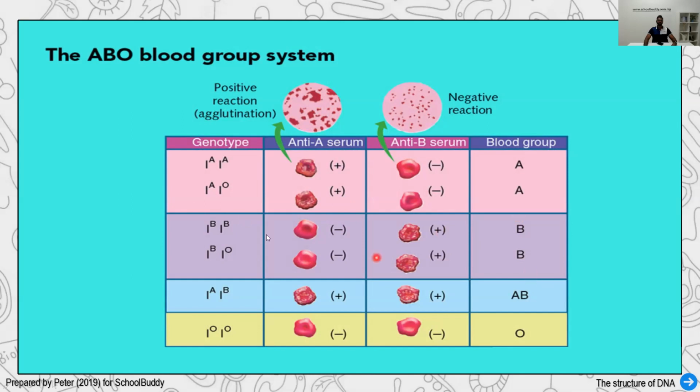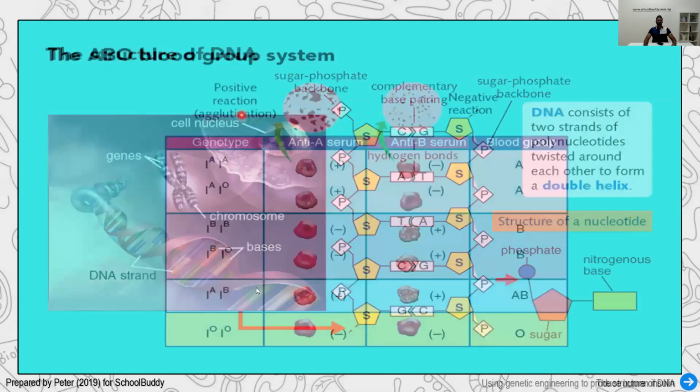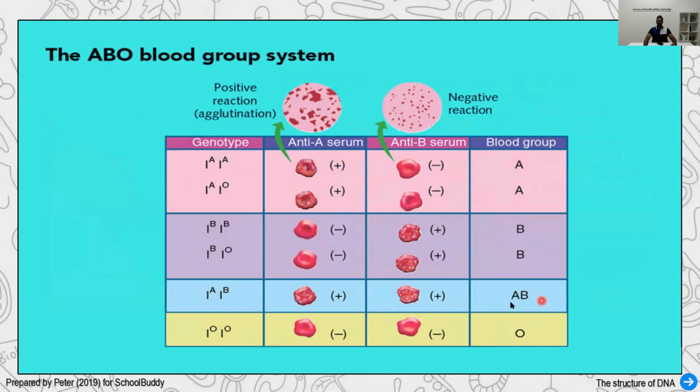Blood group B can have two genotypes, either double B or one B and one O. So in this case, the anti-B serum is going to be positive, forming an agglutination similar to this. Okay, for blood group AB, obviously one is going to be A, one is going to be B. There's not going to be any other combination.